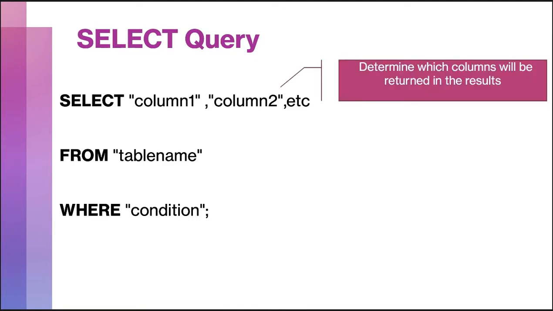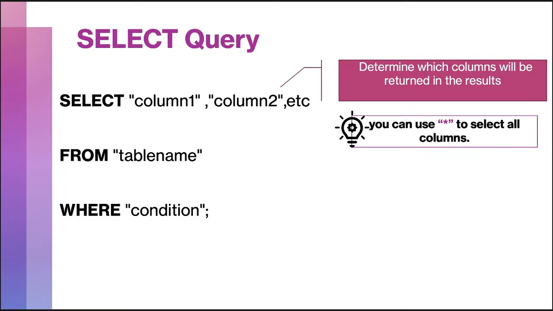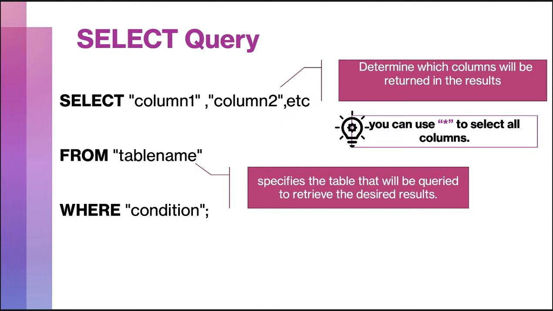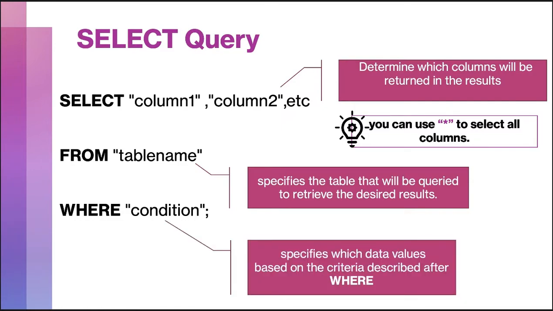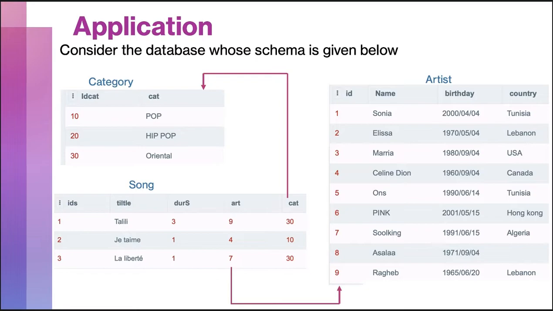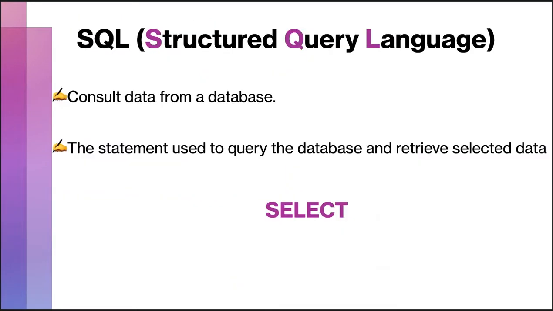Column 1, column 2, column 3 determine which columns will be returned in the results. But here you can use star to select all columns. Table name specifies the table that will be queried to retrieve the desired results. And condition specifies which data values are selected, based on the criterion described after where. Let's go for an application.